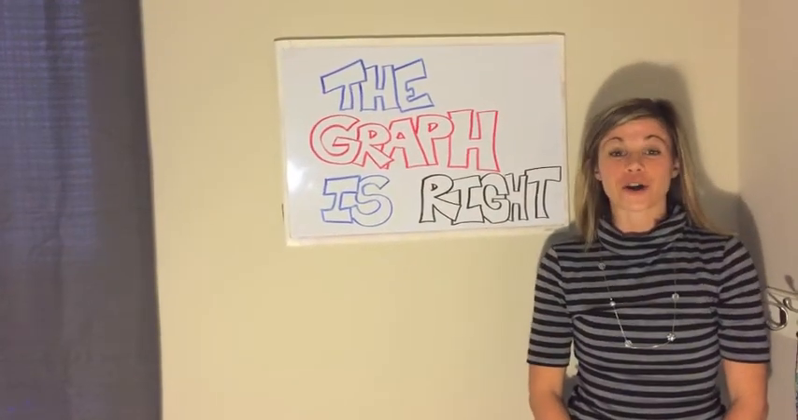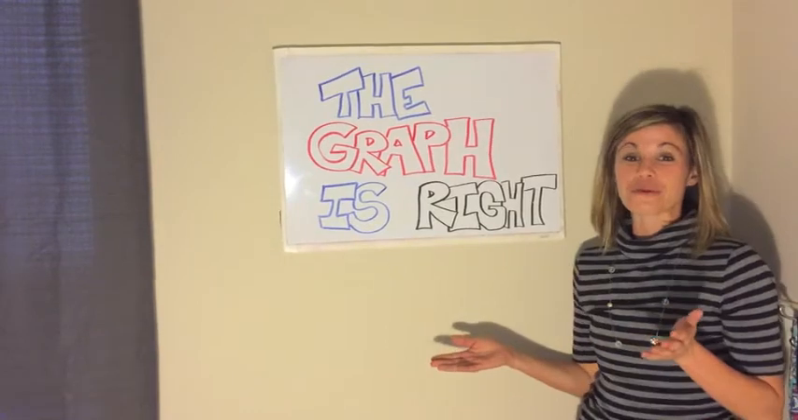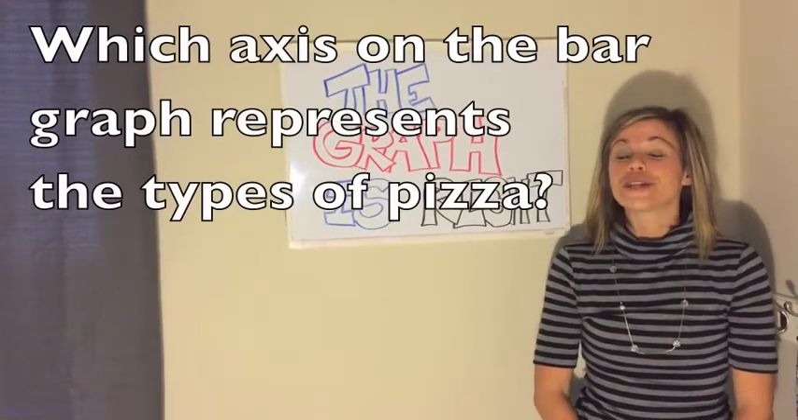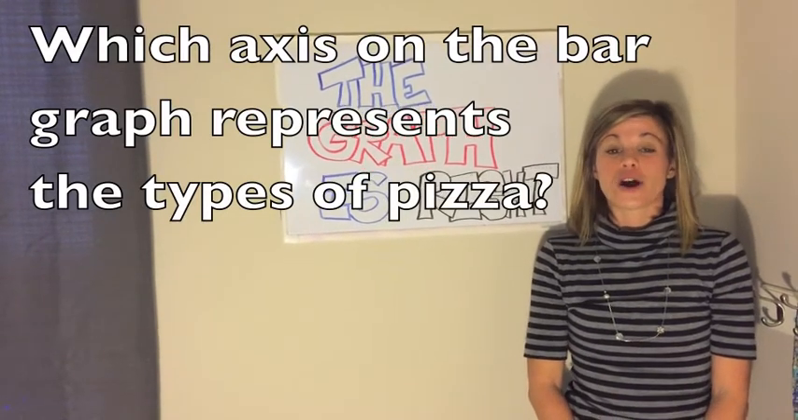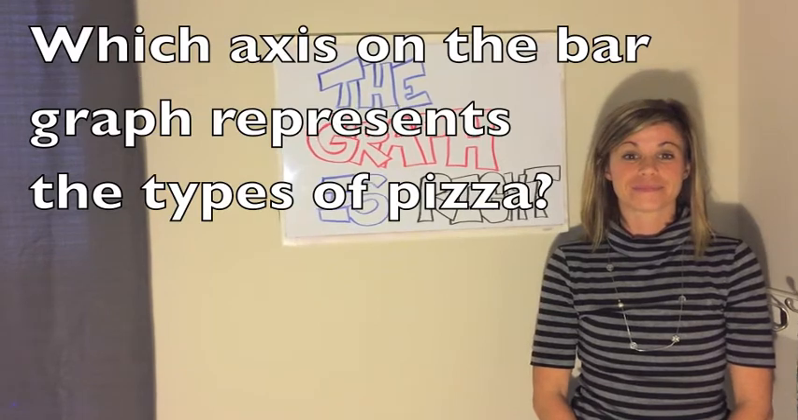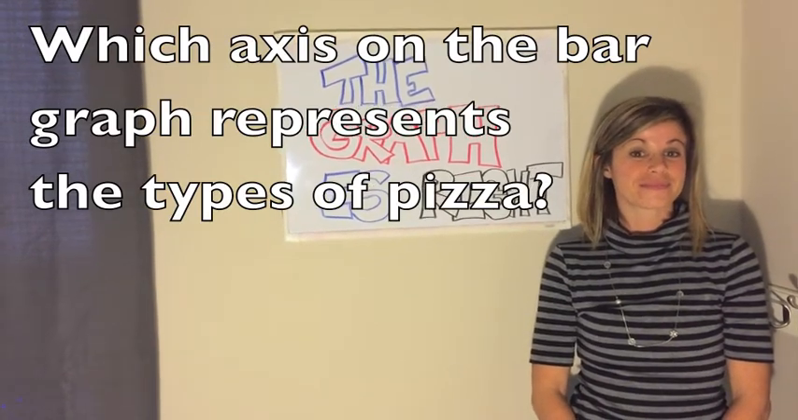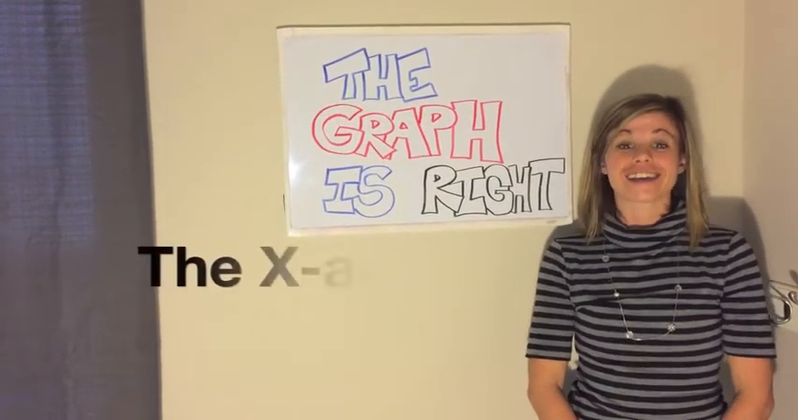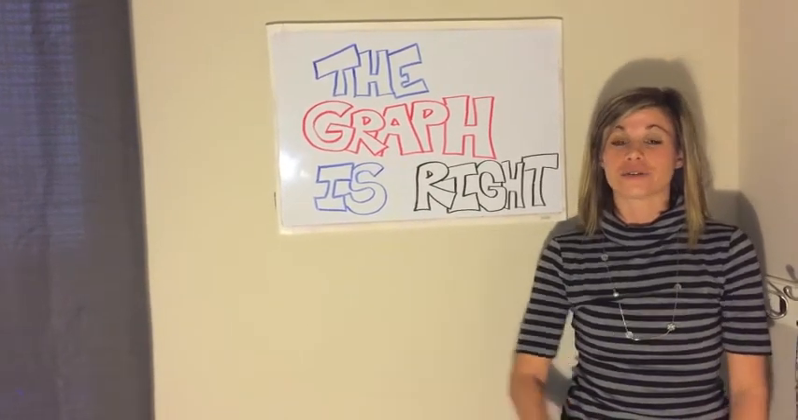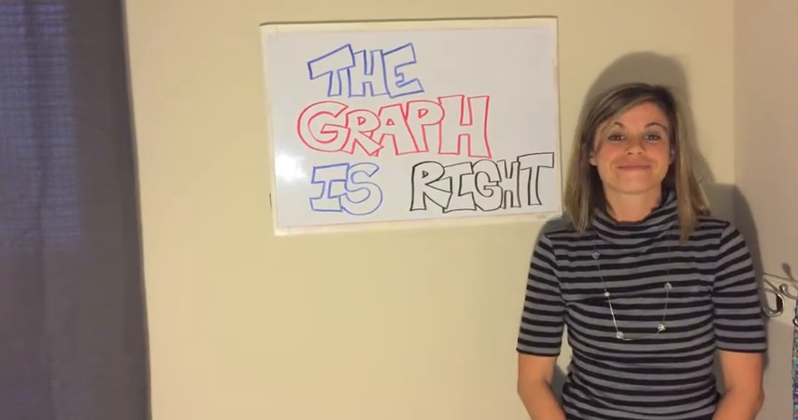Alright, second graders, are you ready to play the Graph is Right review game? Great, let's get started. Question number 1. Which axis on the bar graph represented the types of pizza? Exactly, the x-axis or horizontal axis. Remember, the x-axis goes from left to right.